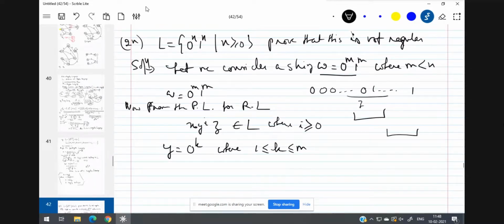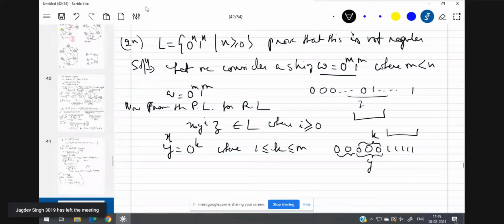Got the point? X, Y, Z, this is 0, 0, 0, 0, 0, 1, 1, 1, 1, 1. I have considered this as Y, and the number of 0s is k. Hence, k value is less than m. Even k is greater than or equal to 1 because we need not keep y empty. So k is less than m, greater than 1. Now I have selected y as this, and if you want, you can precisely say x is equal to 0 to the power p, then z is equal to 1 to the power m.